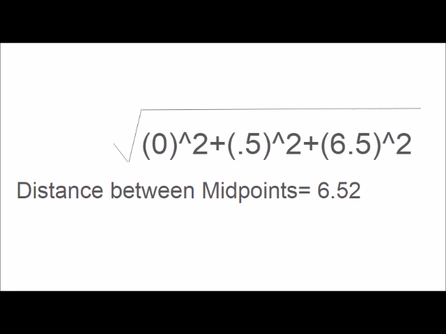So now we're going to use the distance between 2 points formula with the numbers that we found on the last slide. So now we're just plugging everything into the formula. So we have 0 squared plus 0.5 squared plus 6.5 squared, x, y, and z. Those are the values. And when we put this into the calculator, we get 42.5. And now the last part is to take the root of 42.5 because you want to simplify it as much as possible. So the distance between these two midpoints is 6.52, and that's the final answer.